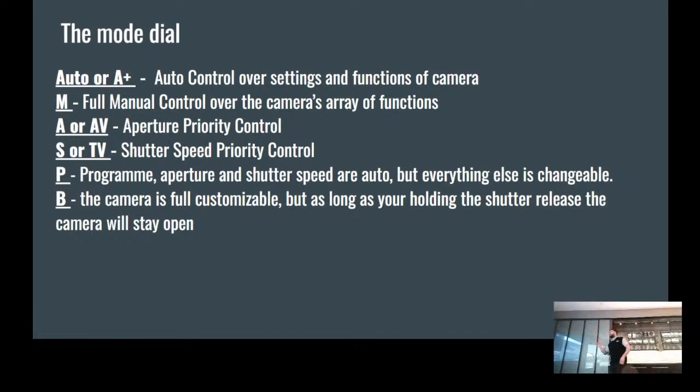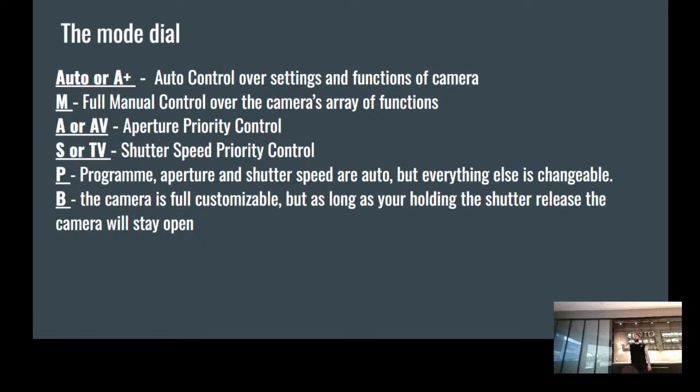The auto or the A+ is auto control over settings and functions. And this full manual, that's full manual control over the camera's array of functions. That's you physically changing every little detail in order to make sure that you're getting the image you want. Stick with auto, if any of this sounds confusing.